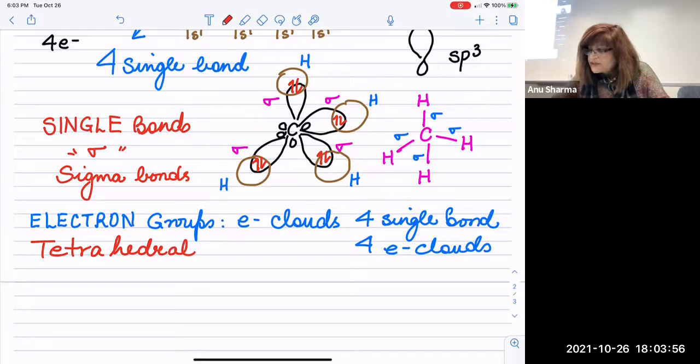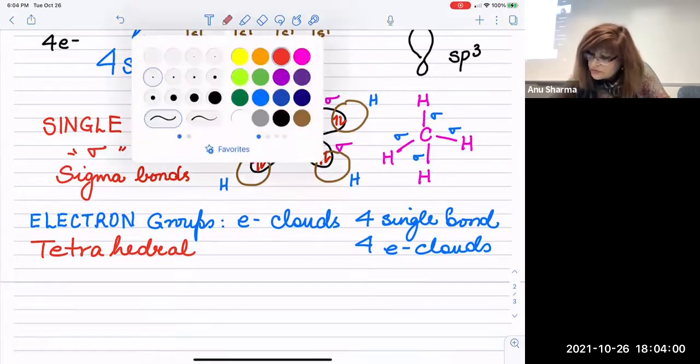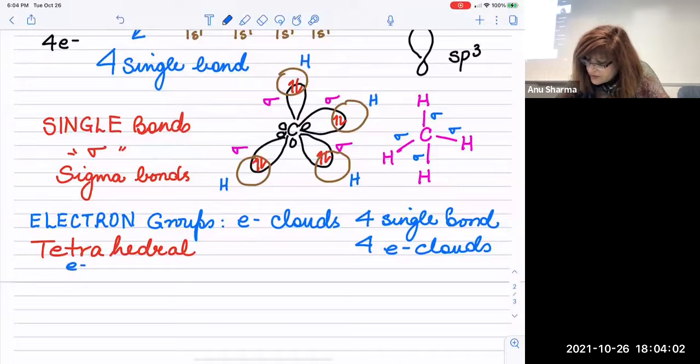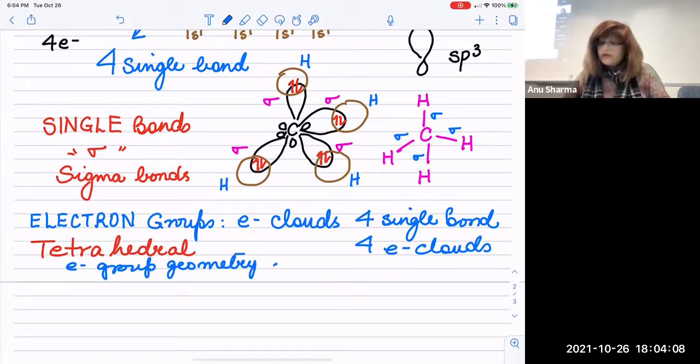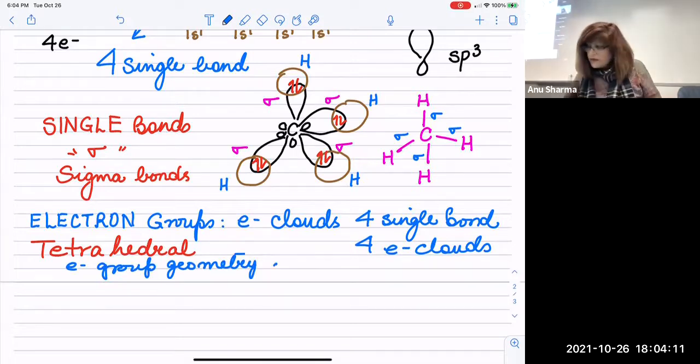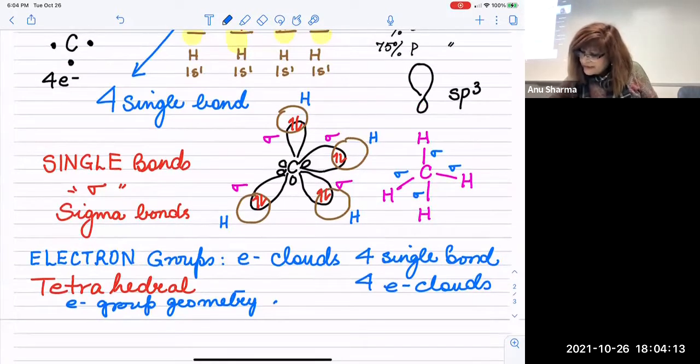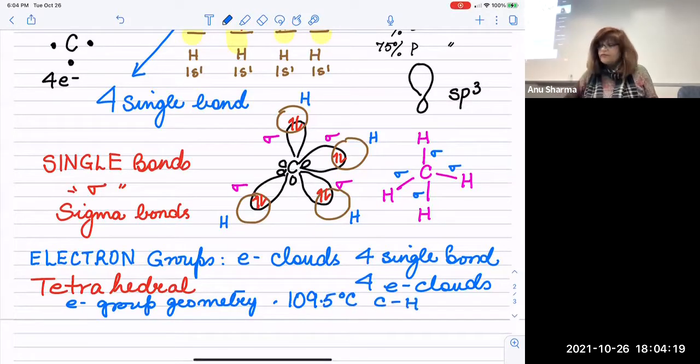Okay, so when we say tetrahedral, you draw it like that also. So this is the electron group geometry internally. The shape in these is 109.5 degrees. Carbon-hydrogen bonds are away from each other.